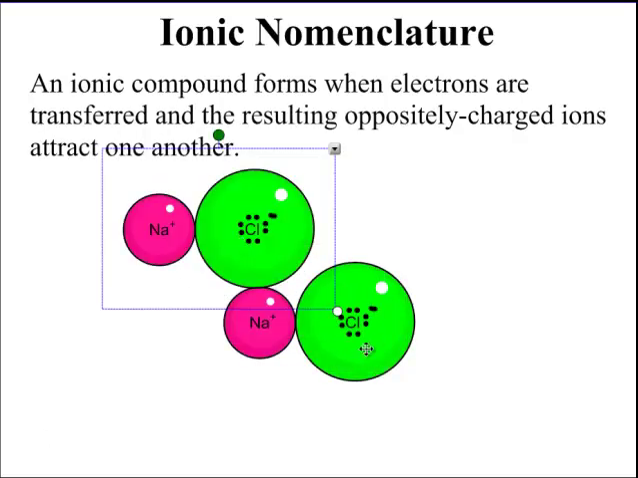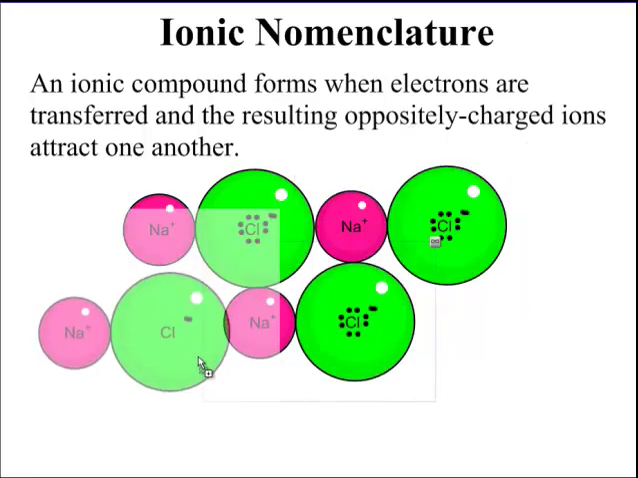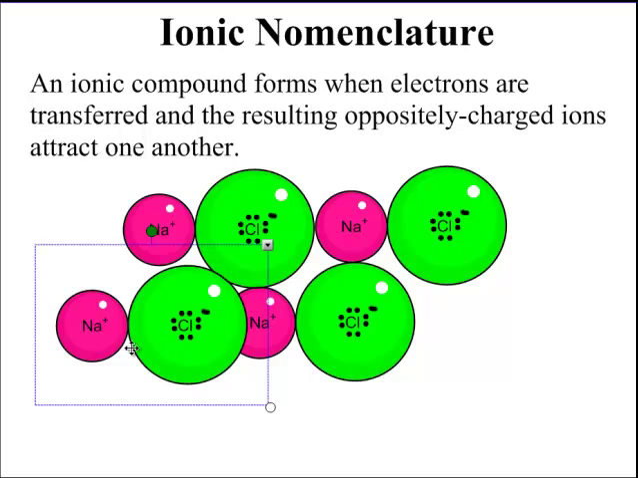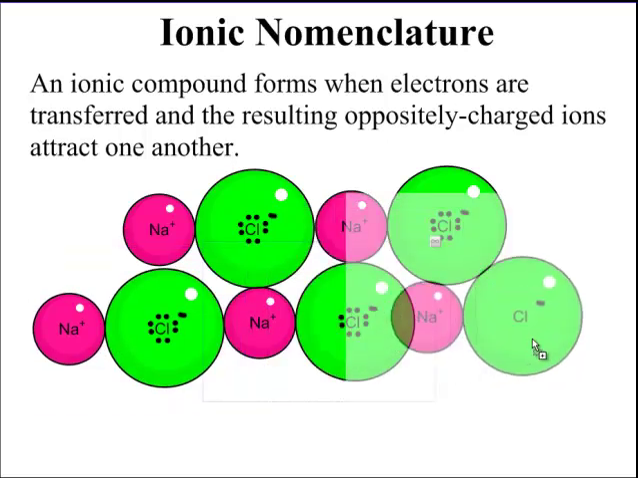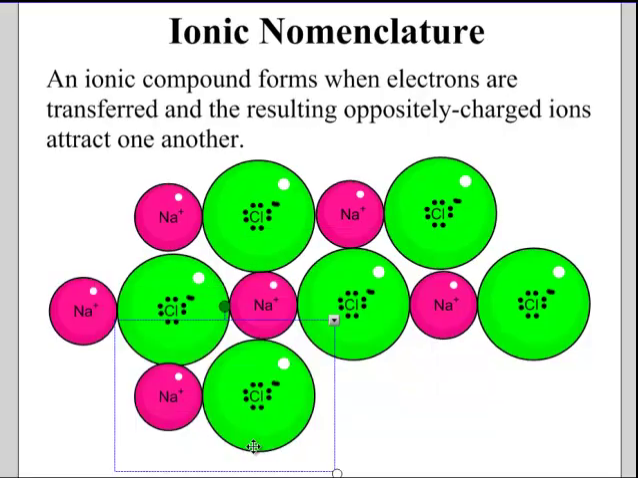You'd have all your Na's surrounded by Cl's. You'd have all your Cl's surrounded by Na's, on and on and on, in 3D. Like that. That's a lattice. When we write the formula for an ionic compound, we're writing the lowest ratio of the ions in the lattice.